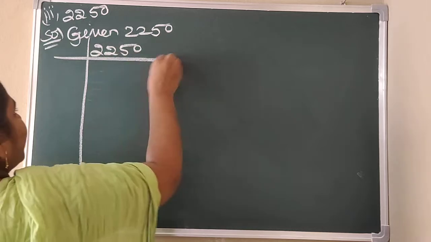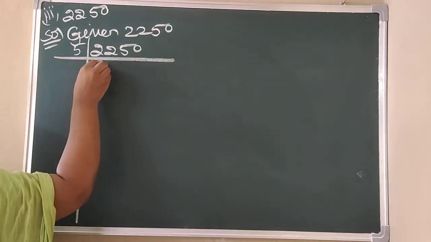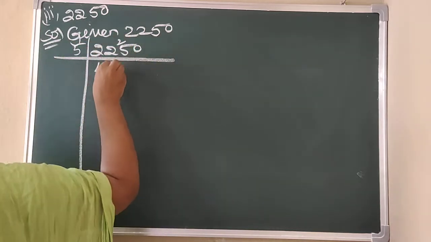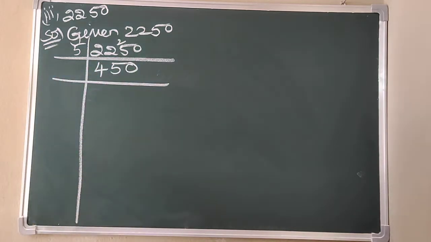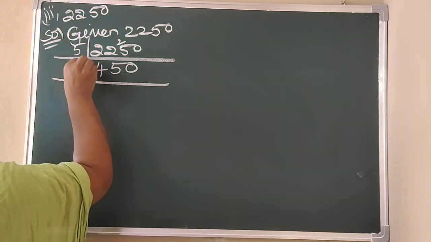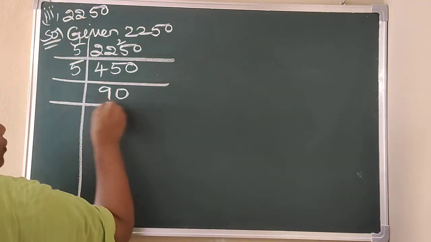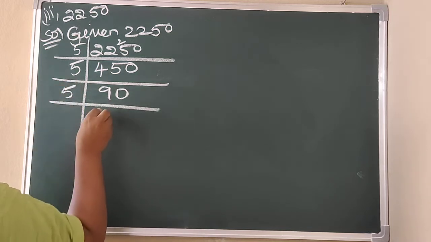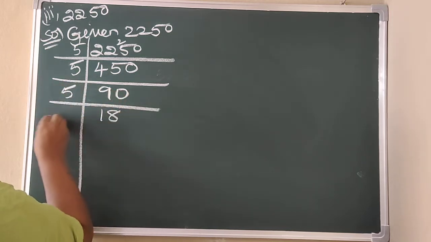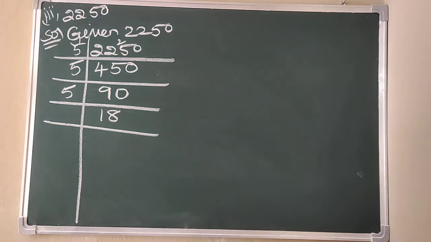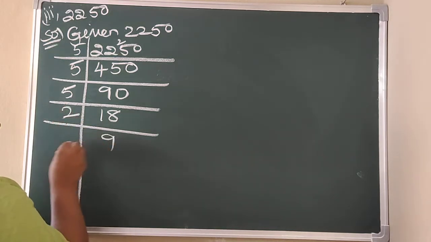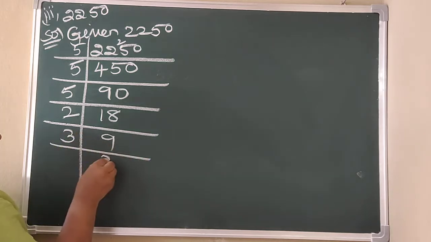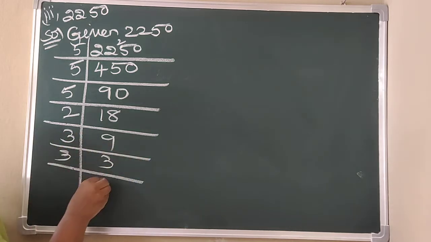So it will go in 5 table. So 5 4 times is 20. 5 5 times is 25. 5 0 times is 0. That is 5 times of 450 will be 2,250. Again with 5, 90 times is 450. 5 18 times is 90. Here 2 9 times is 18. 3 3 times is 9. 3 1 times is 3.